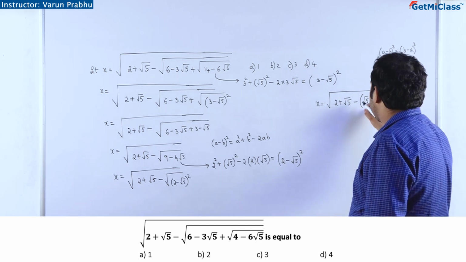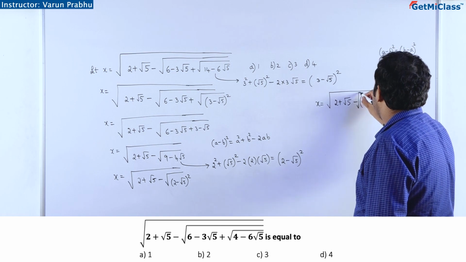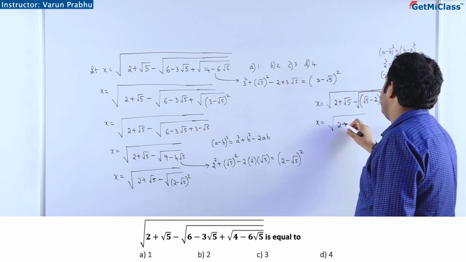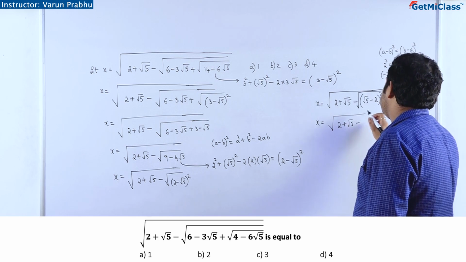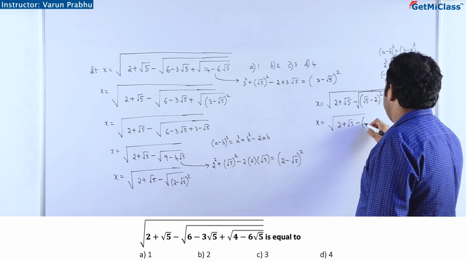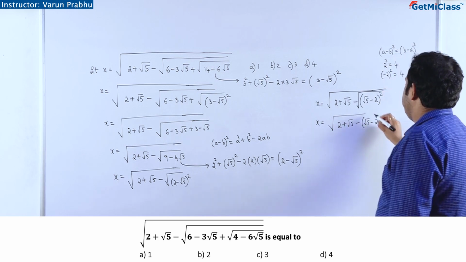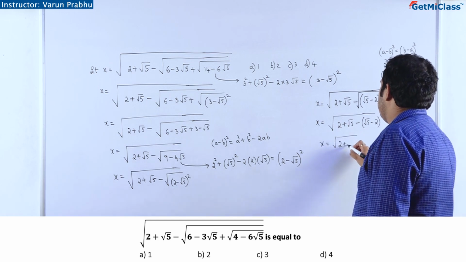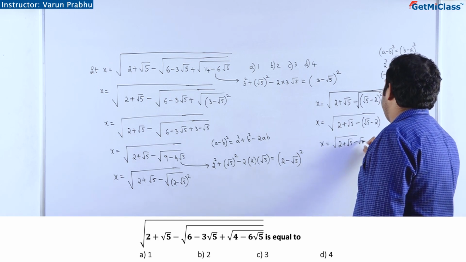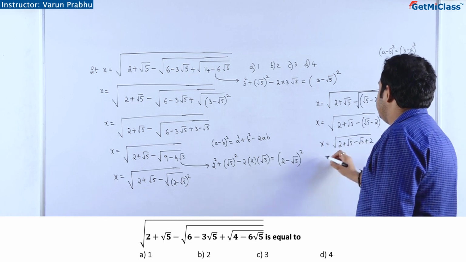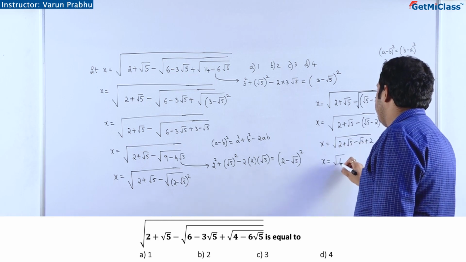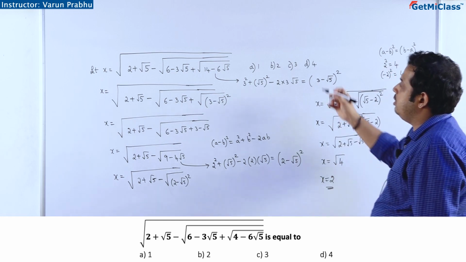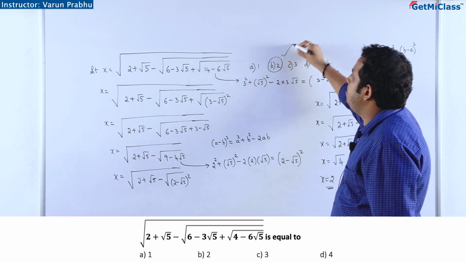So your answer to the question here, this is with the square root. So x is equal to square root of 2 plus root 5 minus root 5 minus 2. So x is equal to 2 plus root 5 minus root 5 plus 2. So what is the answer that we get? X is equal to root over 4. So what is the answer that we get? X is equal to 2 is the answer to the question, which corresponds to option B. Do you follow?